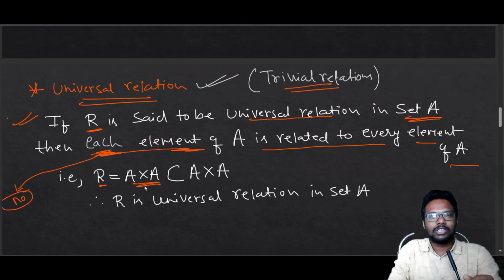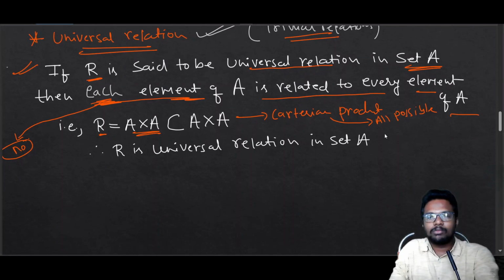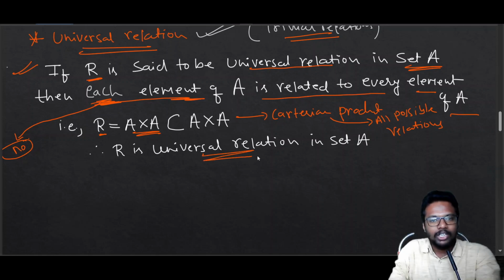If each and every element of A is related to every element of the remaining elements in A, then that R will become A cross A in total, because A cross A is the Cartesian product. We already know this Cartesian product is nothing but all possible relations. So A cross A contains all possible relations. A cross A is a subset of A cross A, just as we already know a set is a subset of itself. Then R is a universal relation.